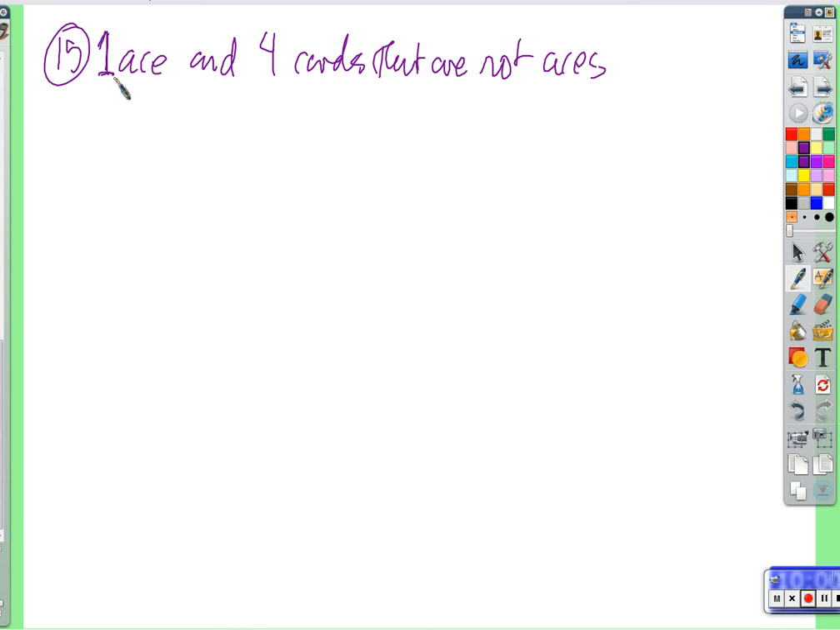All right, so first we want to be dealt an ace. How many ways can we be dealt an ace? 4 out of 52. Okay, just 4, right? There are 4 aces, so there are 4 ways to get an ace. All right, and then what do we do? What do we get next?